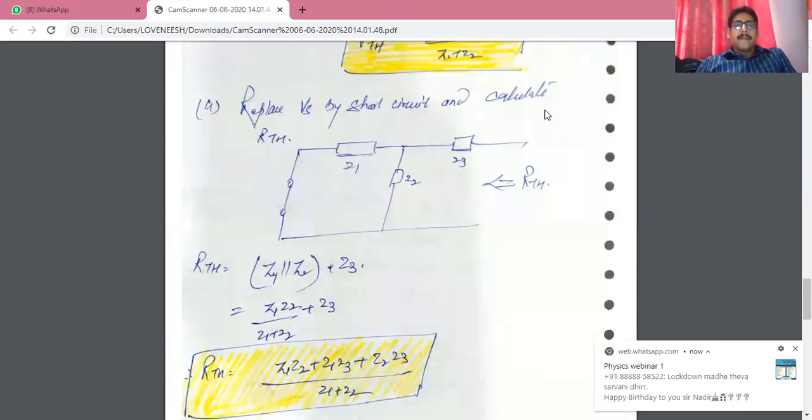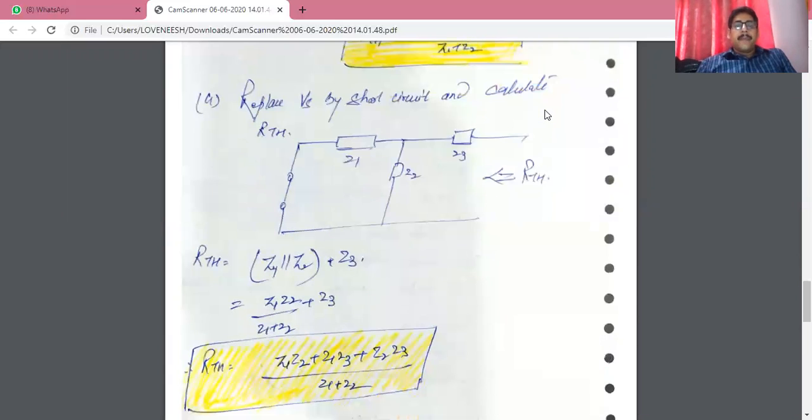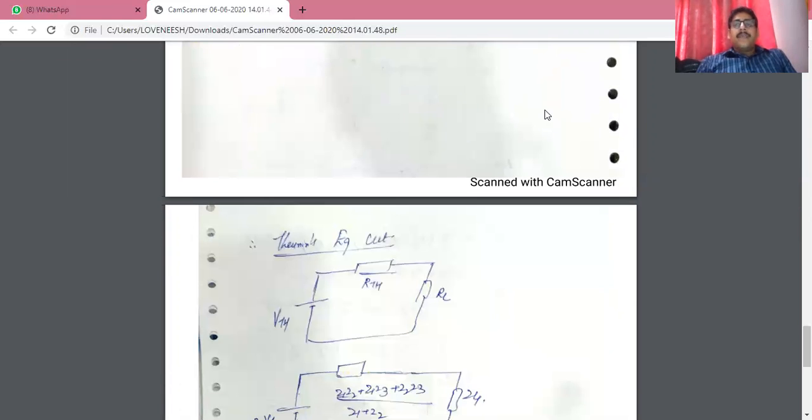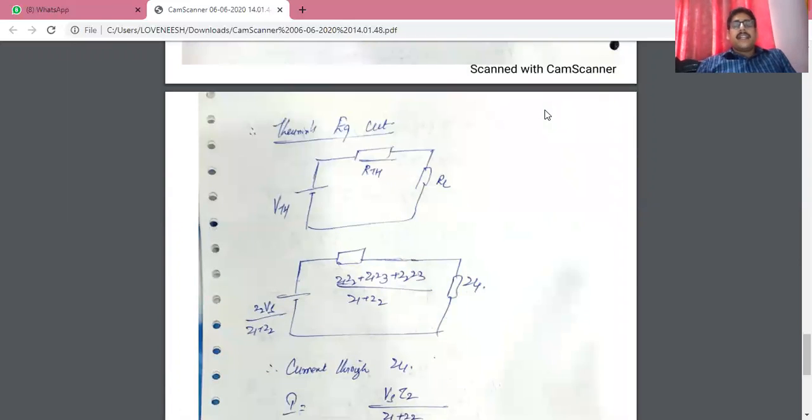Is it clear? Okay. Now, lastly, we know the Thevenin equivalent circuit. This Thevenin equivalent circuit comprises VTH in series with RTH in series with RL. Now, I can substitute the values of VTH, RTH, and RL and calculate the current through RL. So here VTH is equal to Z2 Vs upon Z1 plus Z2. RTH is equal to Z1 Z2 plus Z1 Z3 plus Z2 Z3 upon Z1 plus Z2, and your RL will be Z4. Therefore, the current through RL, that is Z4, is simply given by Ohm's law, that is I is equal to V by R.